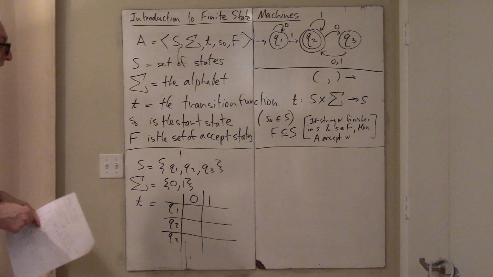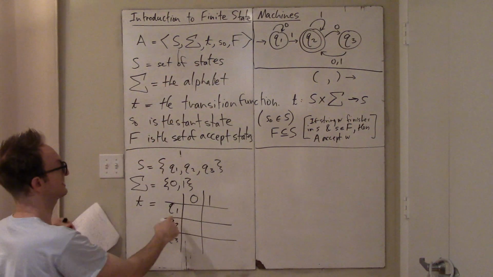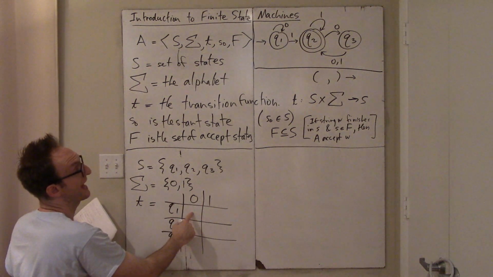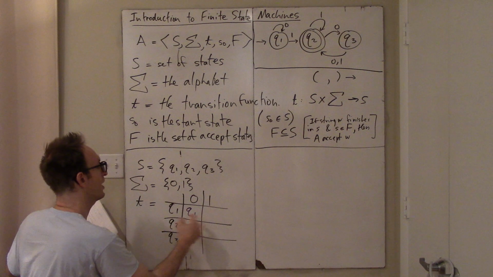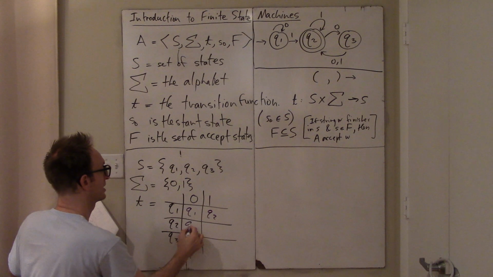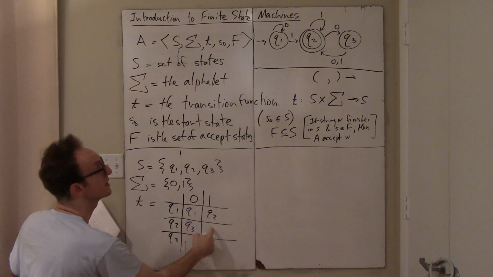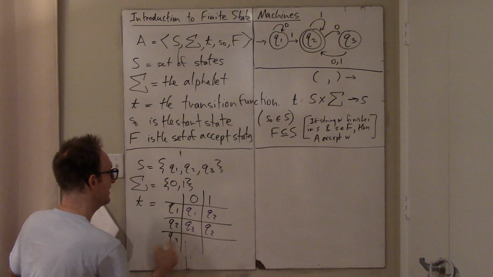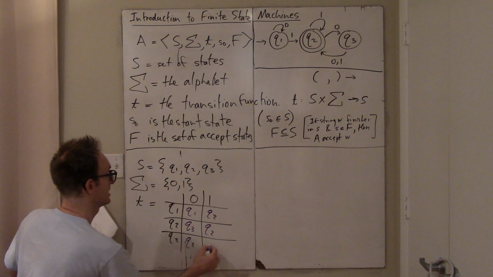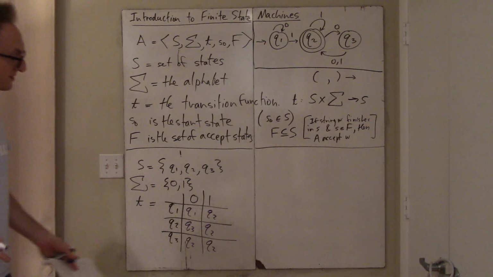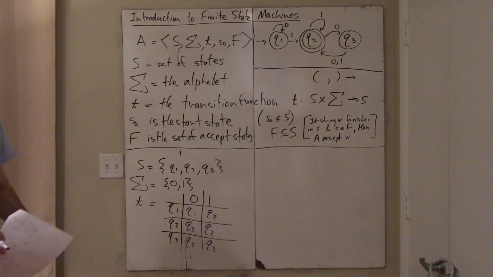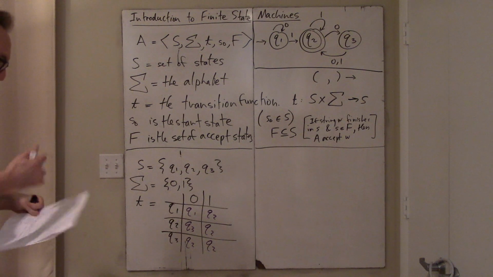Anyway, this diagram says, if you're in state Q1 and you read a 0, then you should go back to Q1. If you're in state Q1 and you read a 1, you should go to Q2. If you're in Q2 and you read a 0, go to Q3. If you're in Q2 and you read a 1, go back to Q2. If you're in Q3 and you read a 0, go to Q2. And if you're in Q3 and you read a 1, go to Q2 as well. So this table perfectly captures what is captured in that diagram with the arrows. But anyway, it's just a function.